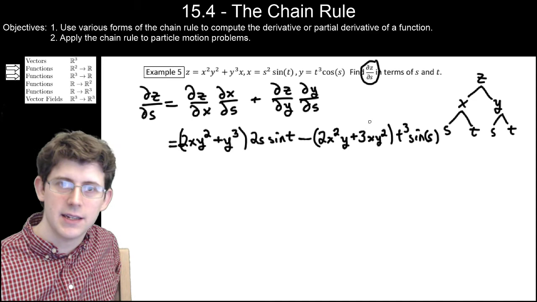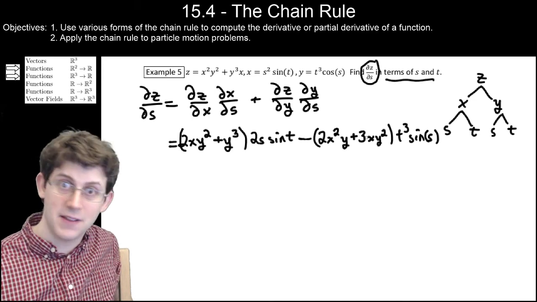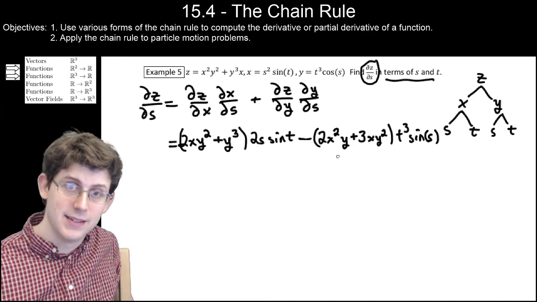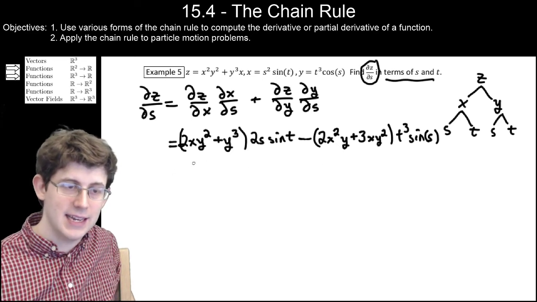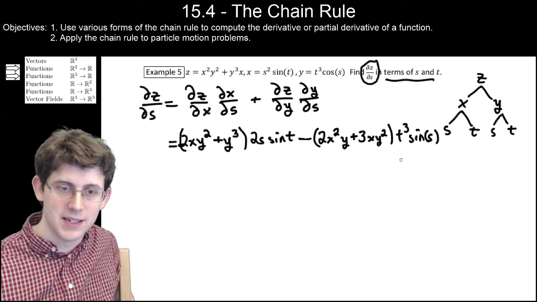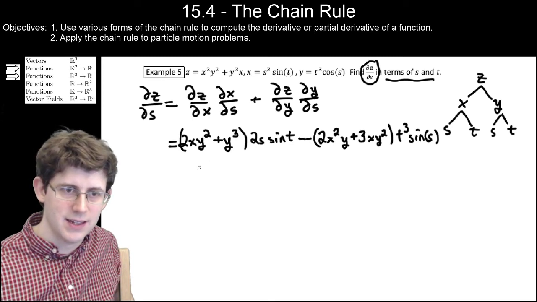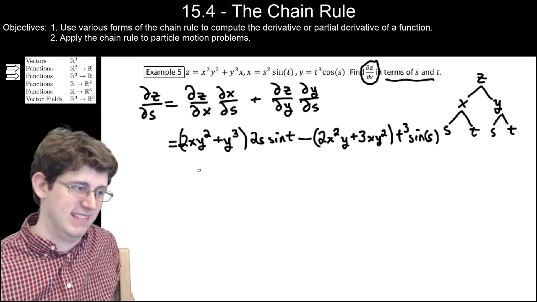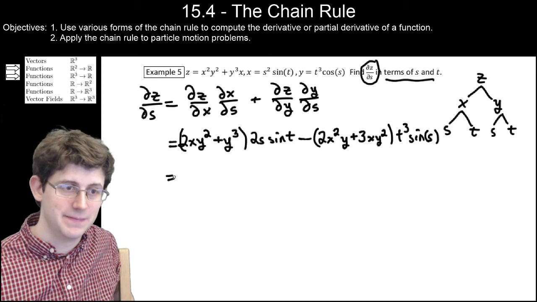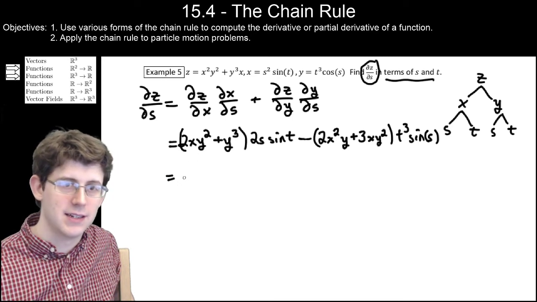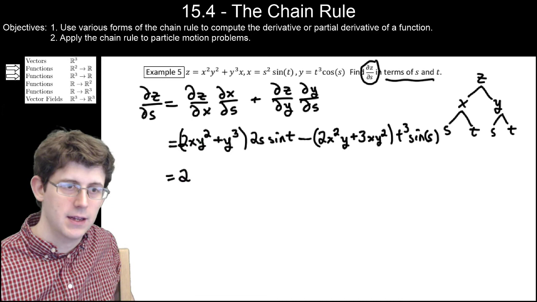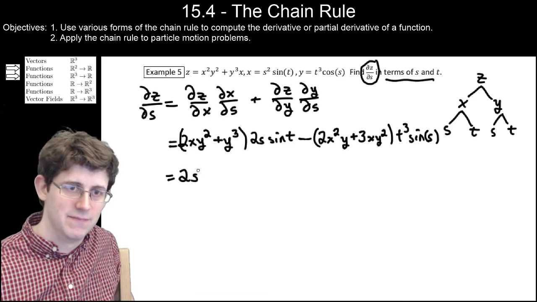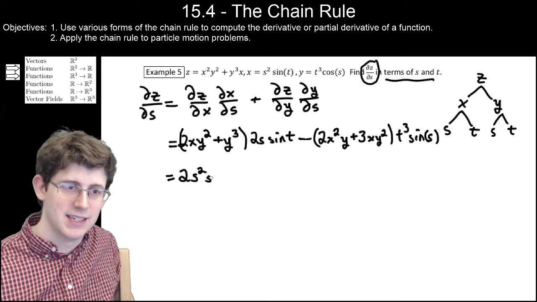I don't want to circle this. And in fact, the problem tells us to get everything in terms of s and t. That means any x's and y's should not be in the final answer. Can I factor anything out? No? Oh well. Okay, 2xy squared. Yeah, this is just ridiculous and ugly. That's just how it's going to be.